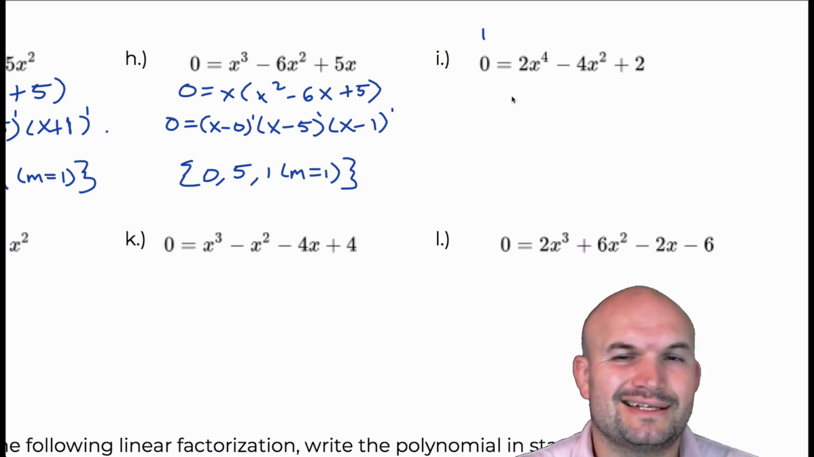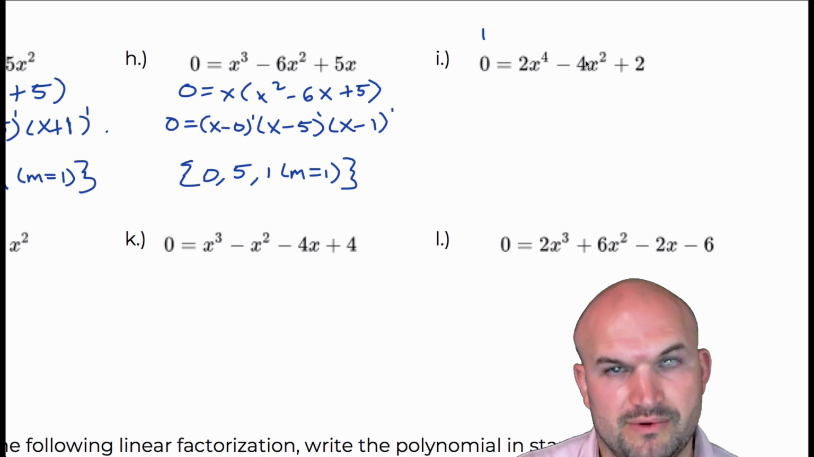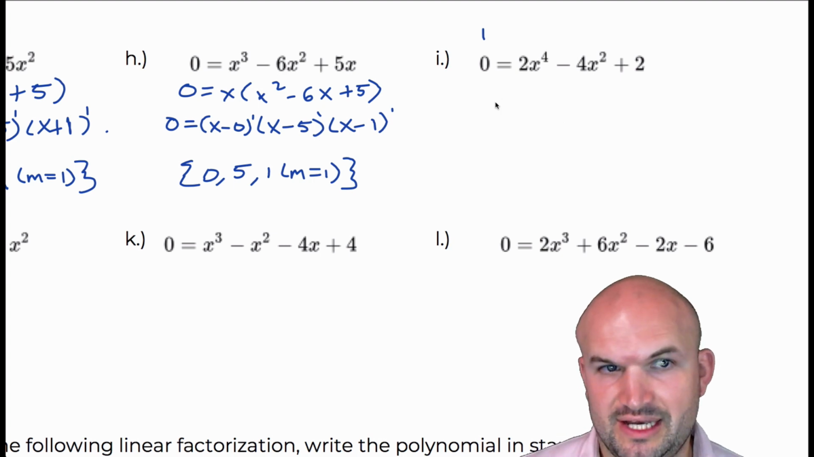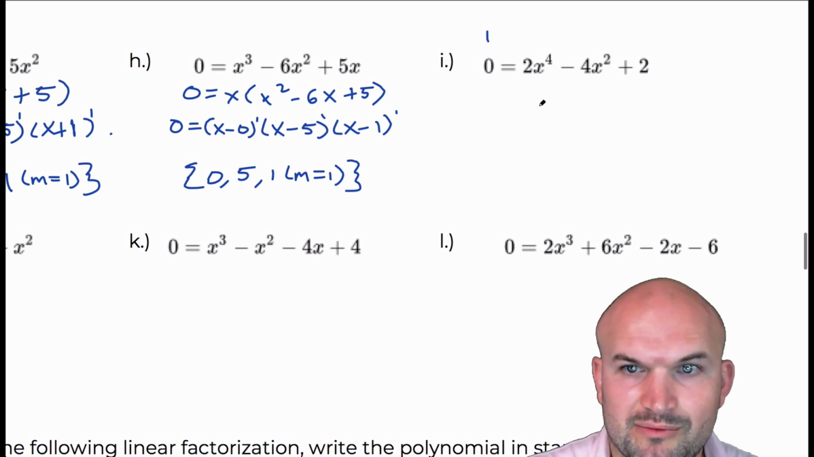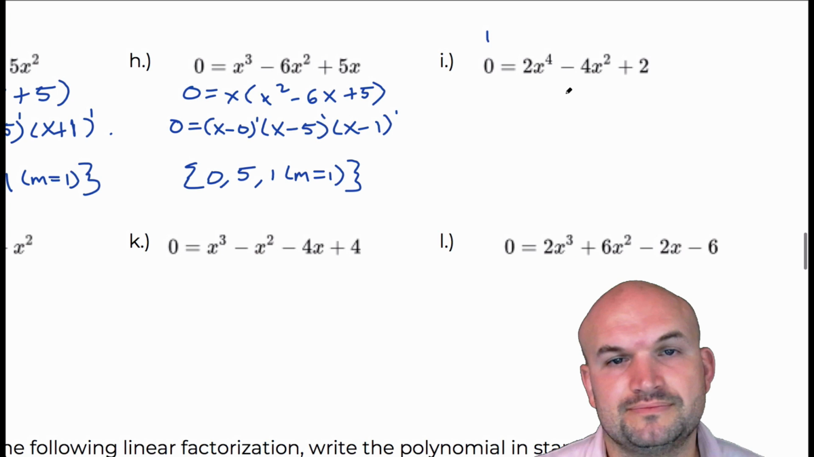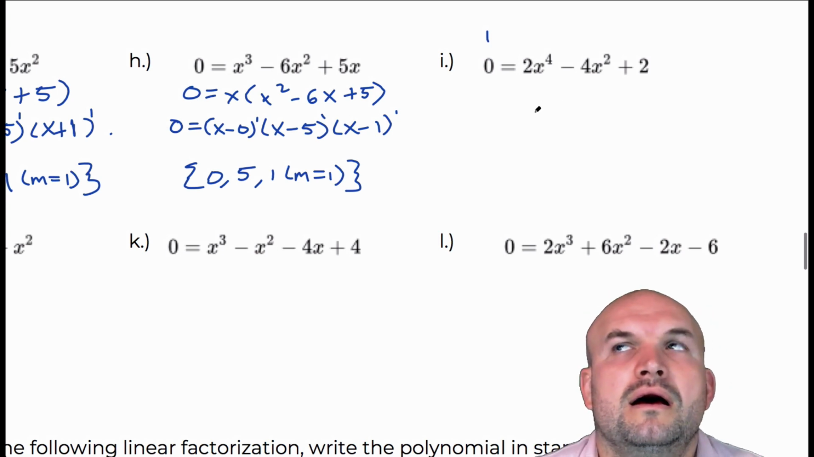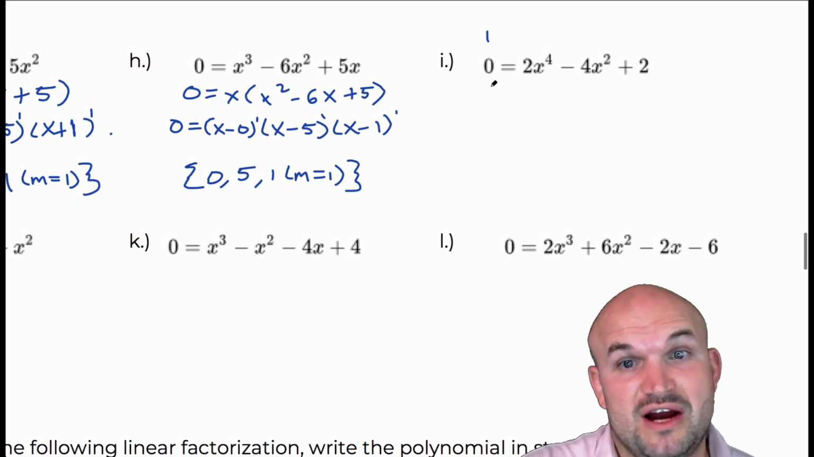Okay, so on to the next example. Here we have 0 equals 2x to the fourth minus 4x squared plus 2. Now, just like we previously have done, if we have a common factor, we'd factor it out, and if that was a variable. Here we see we don't have any common factors as variables, but we do have a common factor of 2. So what we're going to do in this case is factor out a 2.